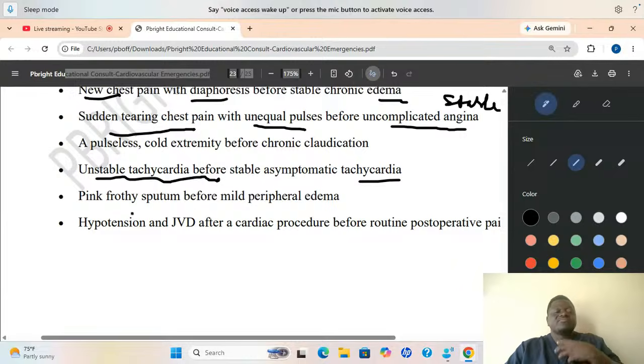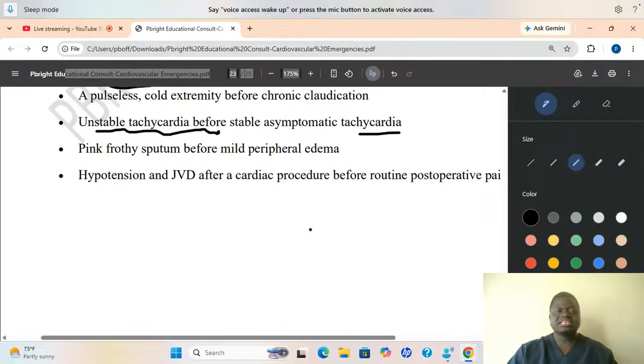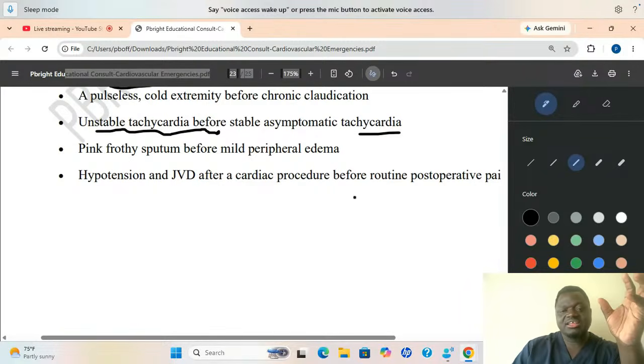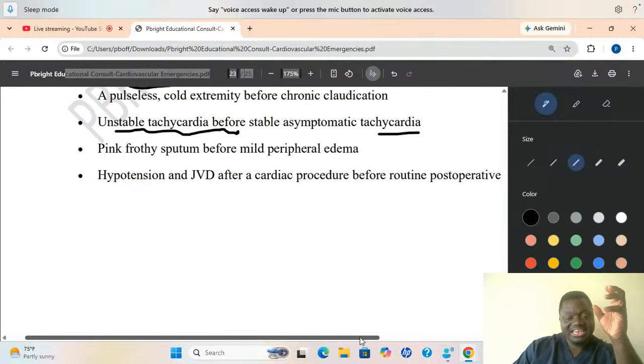Somebody is having pink frothy sputum. You give it priority over what? Peripheral edema. Then hypotension with jugular vein distension after a cardiac procedure, before routine post-operative pain.